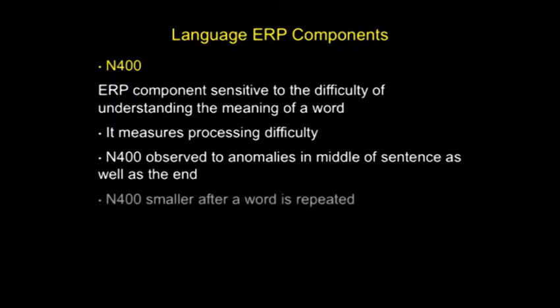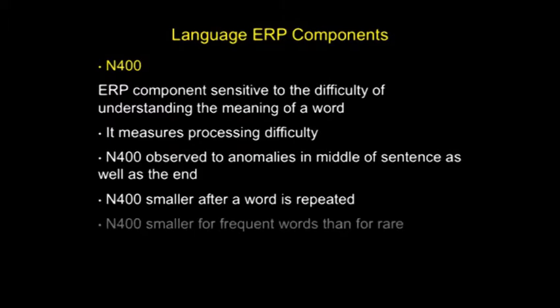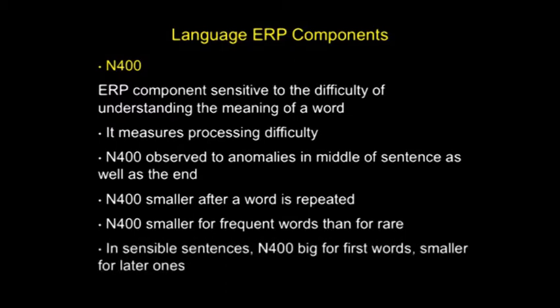The N400 decreases if a word is repeated, and it is smaller for frequent words than for rare words. In sensible sentences, the N400 is big for initial words, and then it decreases for later ones. So when we have a sentence, the N400 is actually bigger if the stimulus is semantically incongruous.